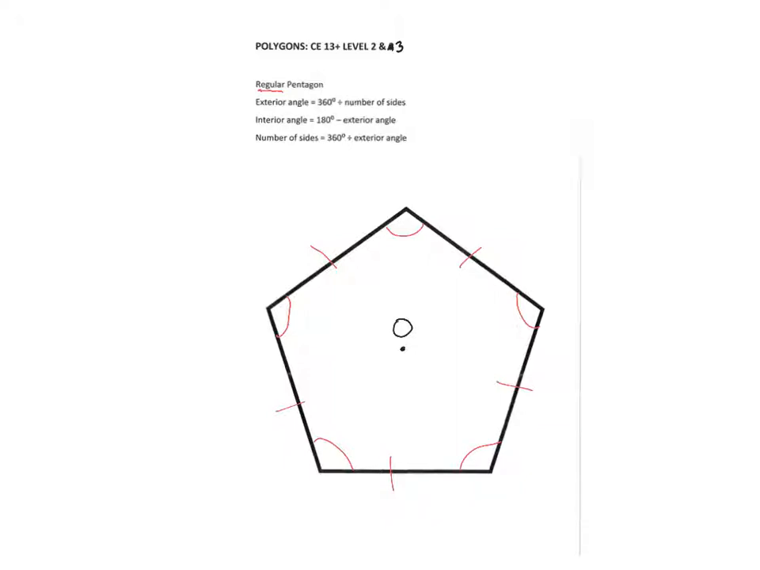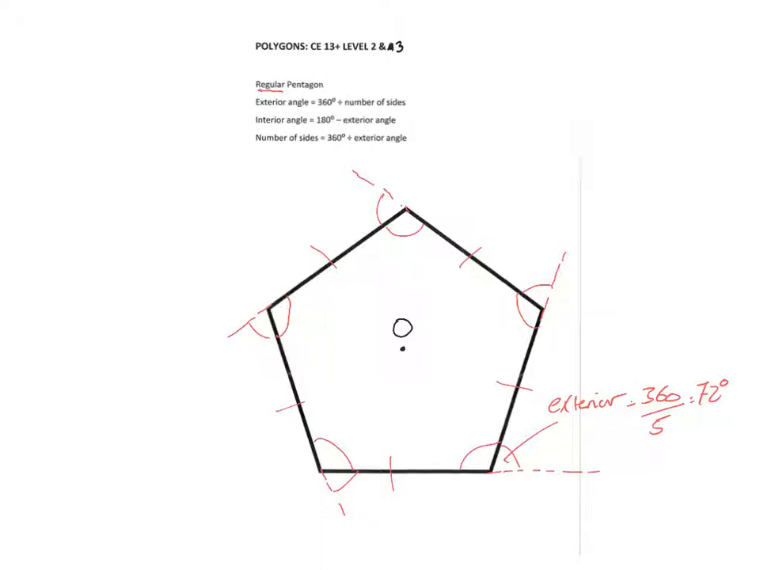Okay, let's start looking at the exterior angle, where exterior means the angle outside. So if we extend each of these lines, then what we get is 5 exterior angles. And each of these exterior angles equals 360 degrees divided by the number of sides. So in this case, that is 72 degrees.